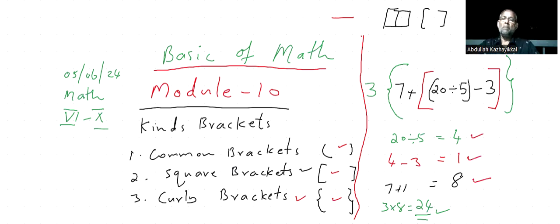3 into 7 plus 20 divided by 5 minus 3. That means 3 into flower bracket, 7 plus square bracket, 20 divided by 5 minus 3 inside the common bracket. The answer is 24. All of you, please listen. Please write this question. First, write module 10, kinds of brackets: common bracket first, second is square bracket, third is curly bracket. Three brackets are there.